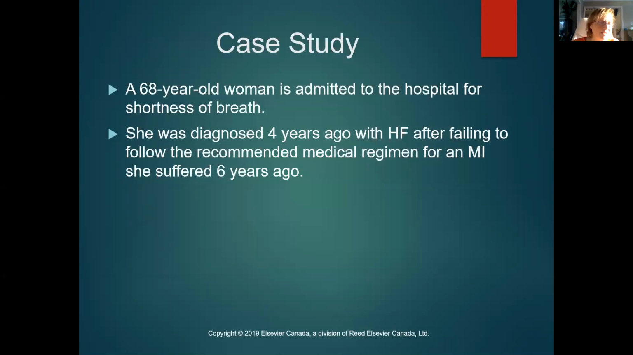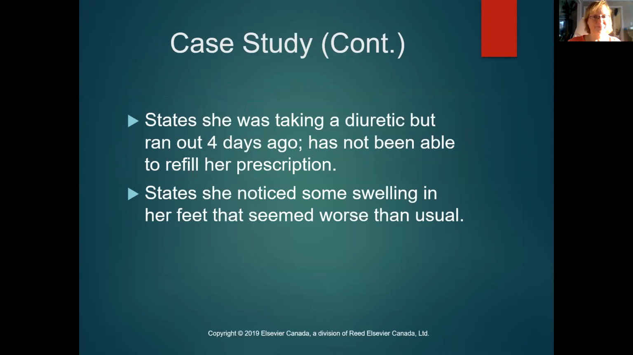Here's a case study. I'm not really going to go into it too much, but imagine this 68-year-old woman admitted to the hospital for shortness of breath. She was diagnosed 4 years ago with heart failure after failing to follow the recommended medical regimen for an MI she suffered a couple of years prior. And so it's that idea, if you're supposed to follow a medical regimen that might have included antihypertensives or other things, in failing to follow up with that regimen, she may have created conditions where her heart continued to be damaged, and she experienced heart failure.